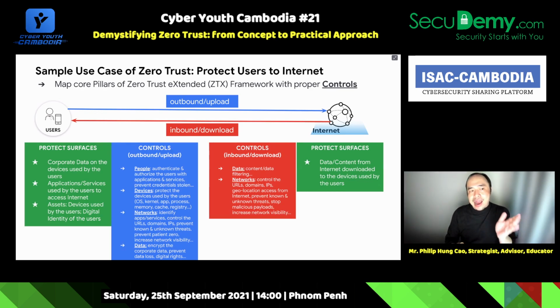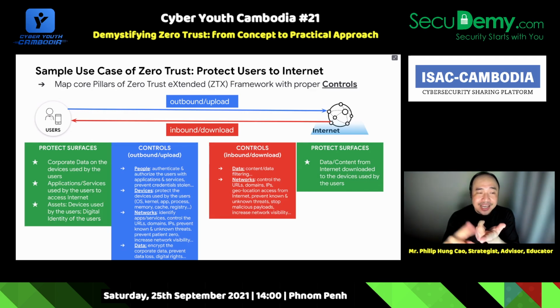So in this control, I would need to identify what are the associated core pillars of zero trust that are involved in this transition flow. You have people, of course, because you need the people, which is the user. Now the user will trigger the request to internet. We use our application to access the internet. That's why I need to have the people here. You also have the devices because the people need to use the device to access the internet.